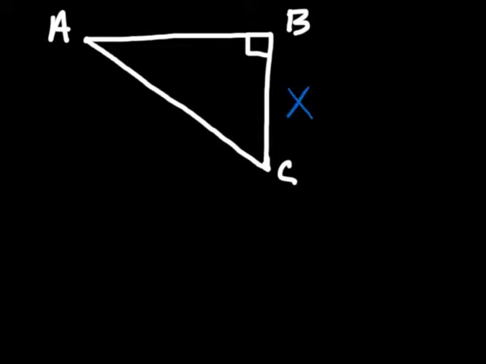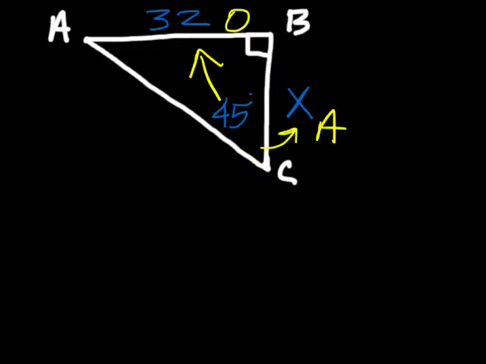In this case, we have x here and 32 here. The angle is 45. Label the triangle. This is opposite. This is adjacent.